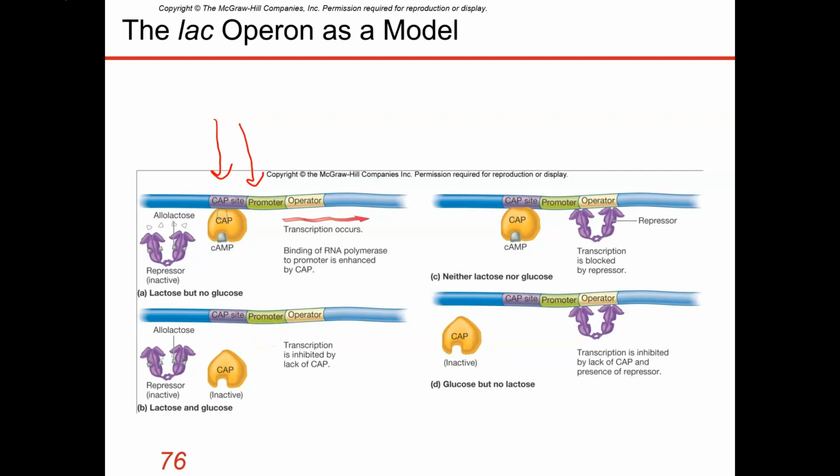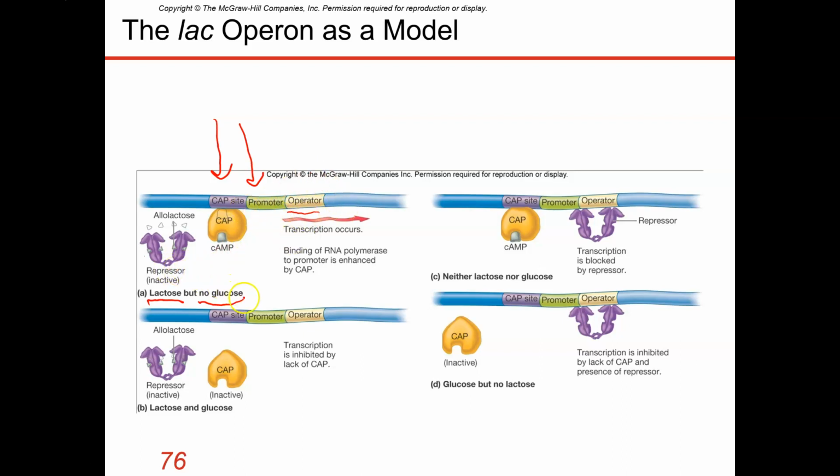So let's look at the 4 different mechanisms that control this lac operon. If you have lactose, but you have no glucose. Lactose is the inducer. So if lactose binds to the repressor protein, it changes the shape of the repressor protein. The repressor protein won't be able to bind to the operator site. In that case, the operator site is opened.